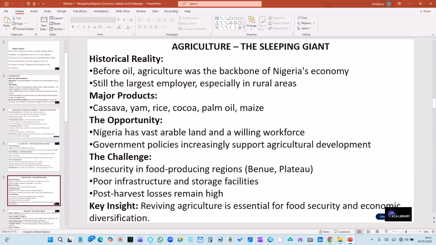However, the challenges we face in agriculture include insecurity in food producing regions like Benue and Plateau State, poor infrastructural facilities and storage facilities. We also have another challenge of post-harvest losses, which remain very high. The key insight here is that reviving agriculture is essential for food security and economic diversification.